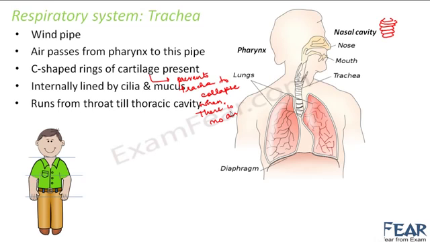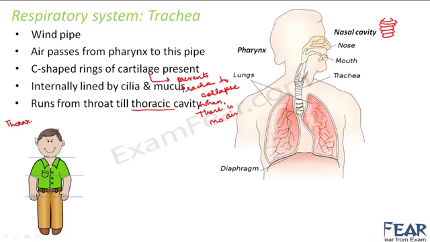It runs from the throat till the thoracic cavity. So the trachea starts from the throat. You can see it is starting from somewhere here from the throat and it runs till the thoracic cavity. Now the question is, what is the thoracic cavity? The word thoracic has come from the word thorax. So let us see what is thorax.